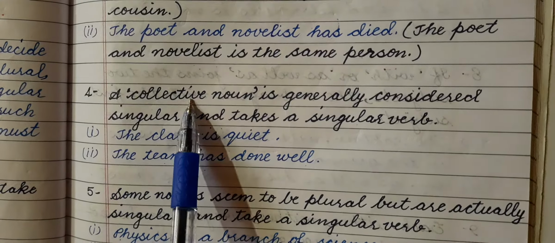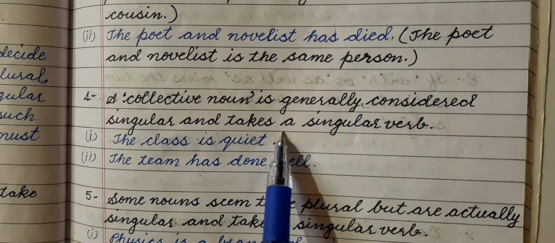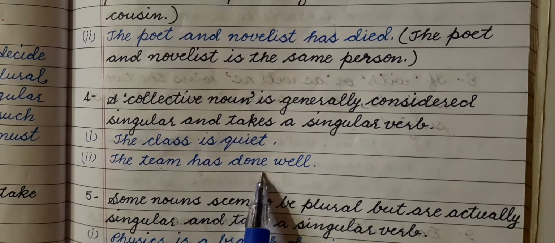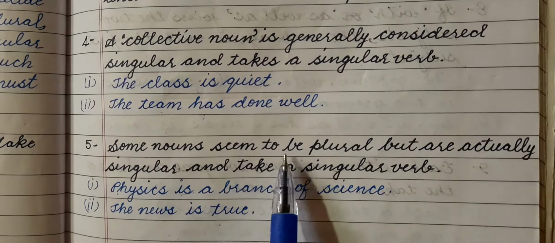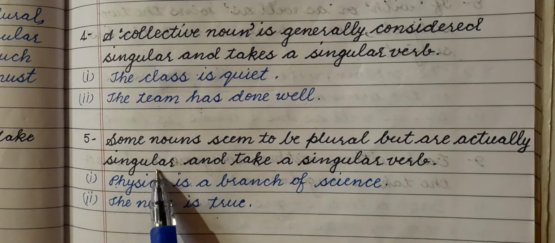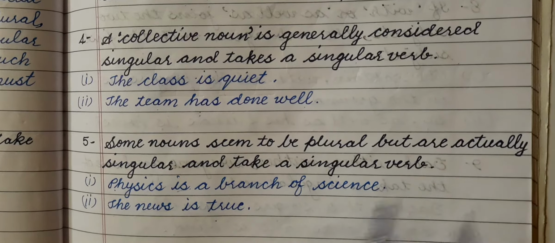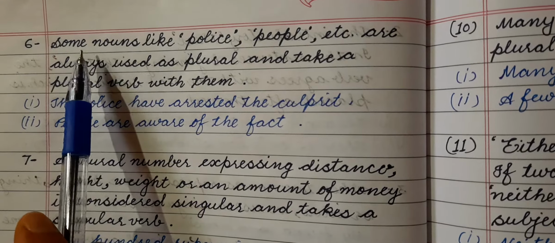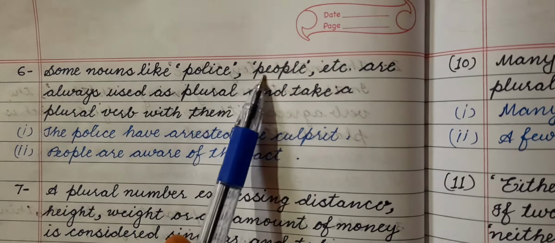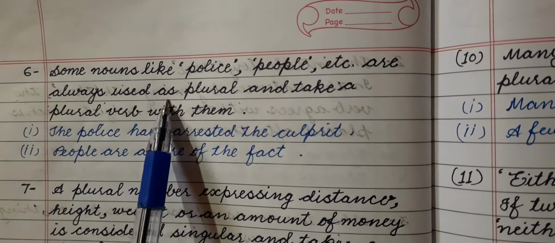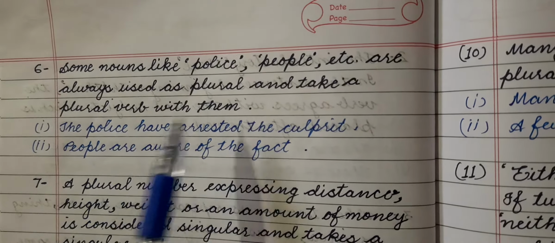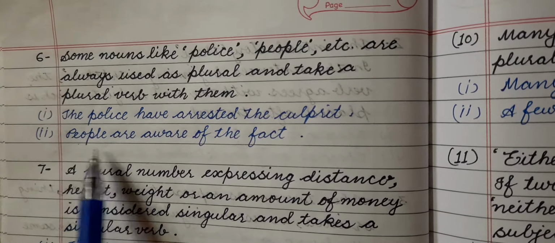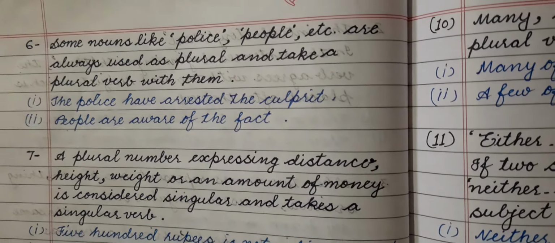A collective noun is generally considered singular and takes a singular verb. The class is quiet. The team has done well. Some nouns seem to be plural but are actually singular and take a singular verb. Physics is a branch of science. The news is true. Some nouns like police, people, etc. are always used as plural and take a plural verb. The police have arrested the culprit. People are aware of the fact.